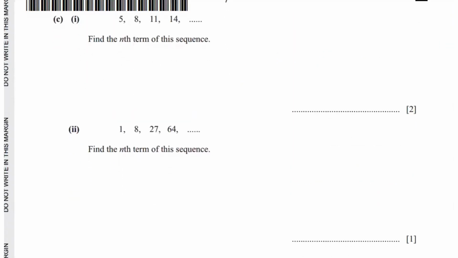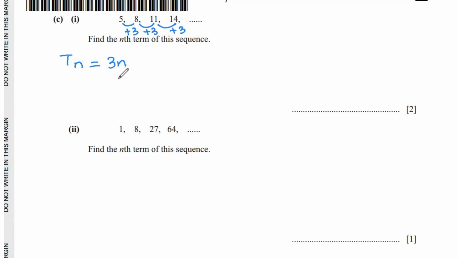Part C says find the nth term of the sequence. From 5 to 8, we're adding 3. From 8 to 11, we're adding 3. And from 11 to 14, we're again adding 3. So whatever the common difference is, we will multiply that by n.